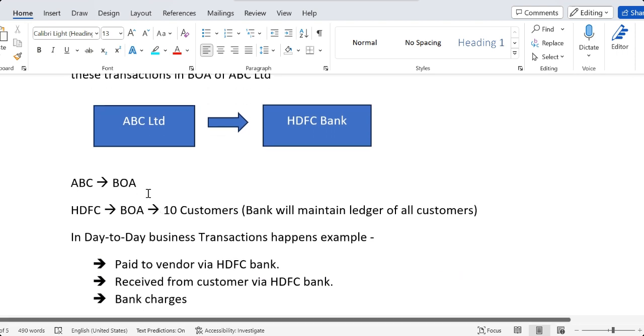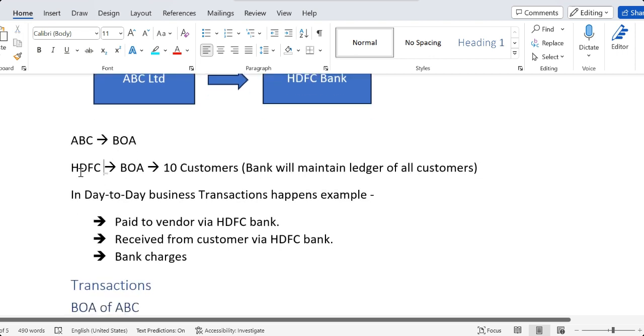Okay, let's see. See here, this is ABC Limited and the books of accounts of ABC Limited, and here we have, we can call it our business partner also, HDFC Bank, right? It also has its books of accounts. And suppose HDFC Bank has only 10 customers, just for an example. So this HDFC Bank has 10 customers, and the bank has to maintain the ledger of all the customers, right?